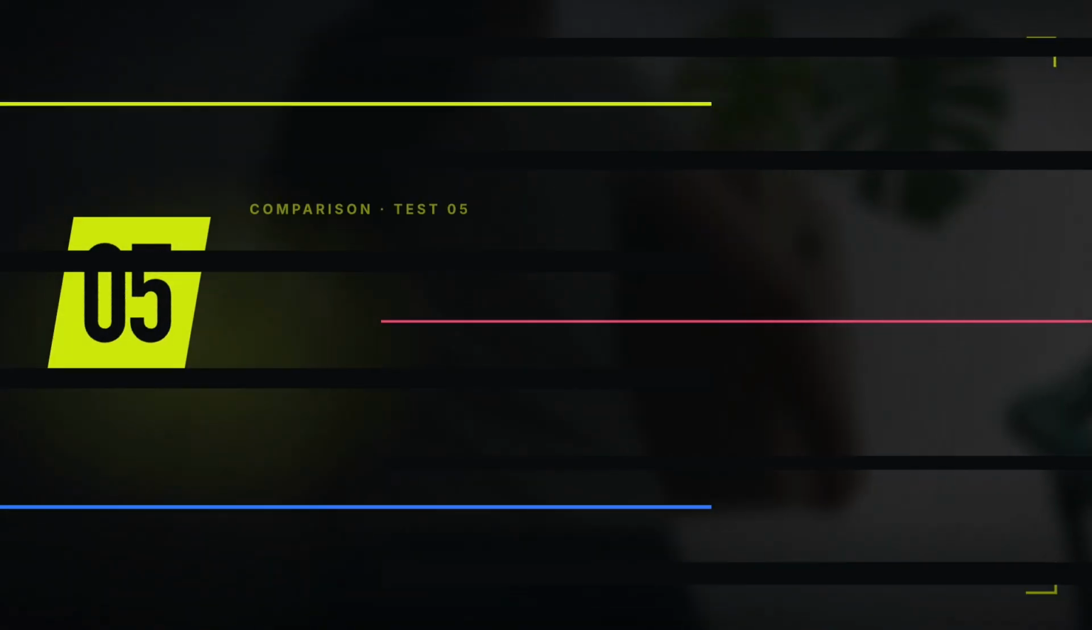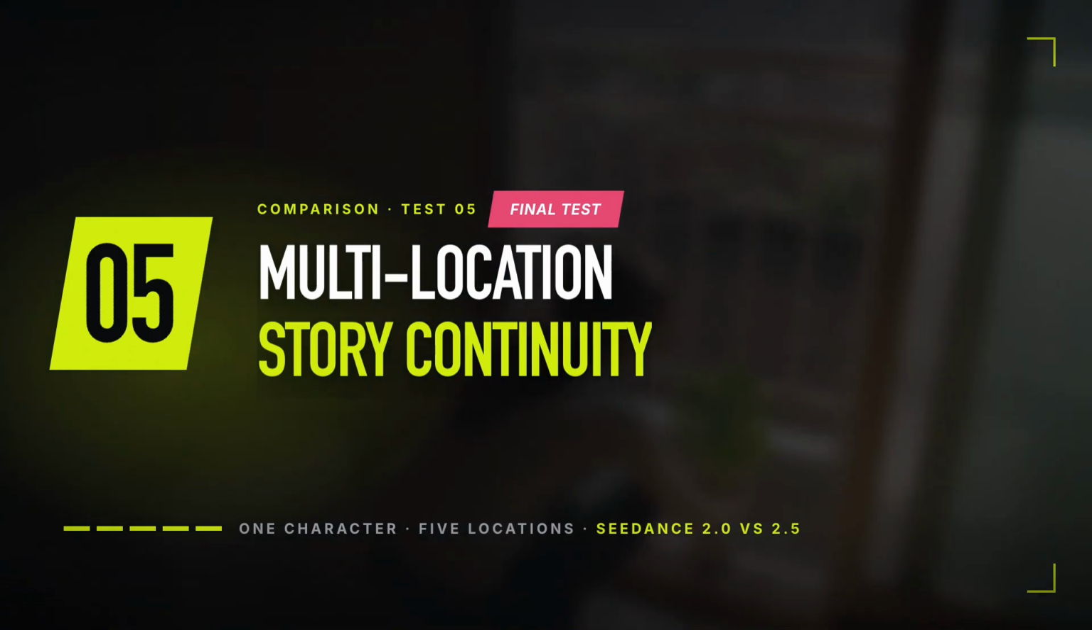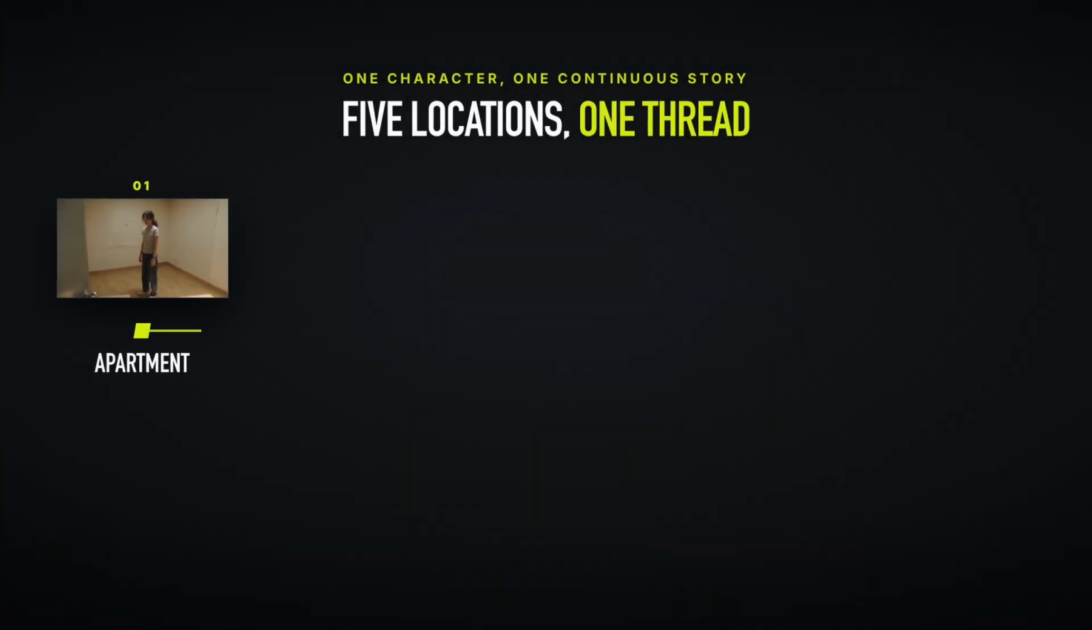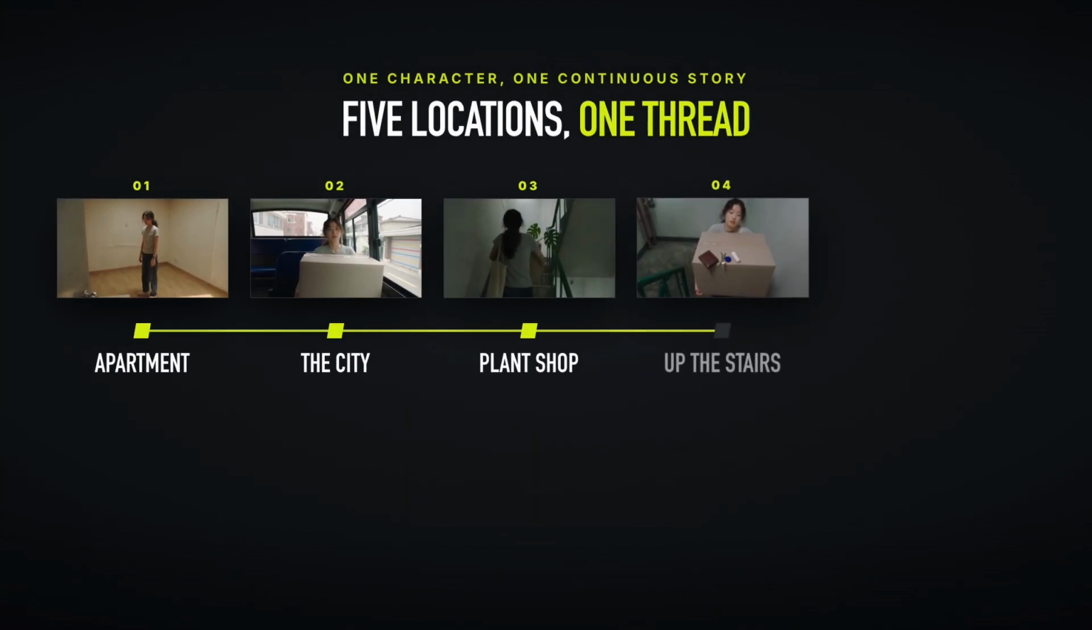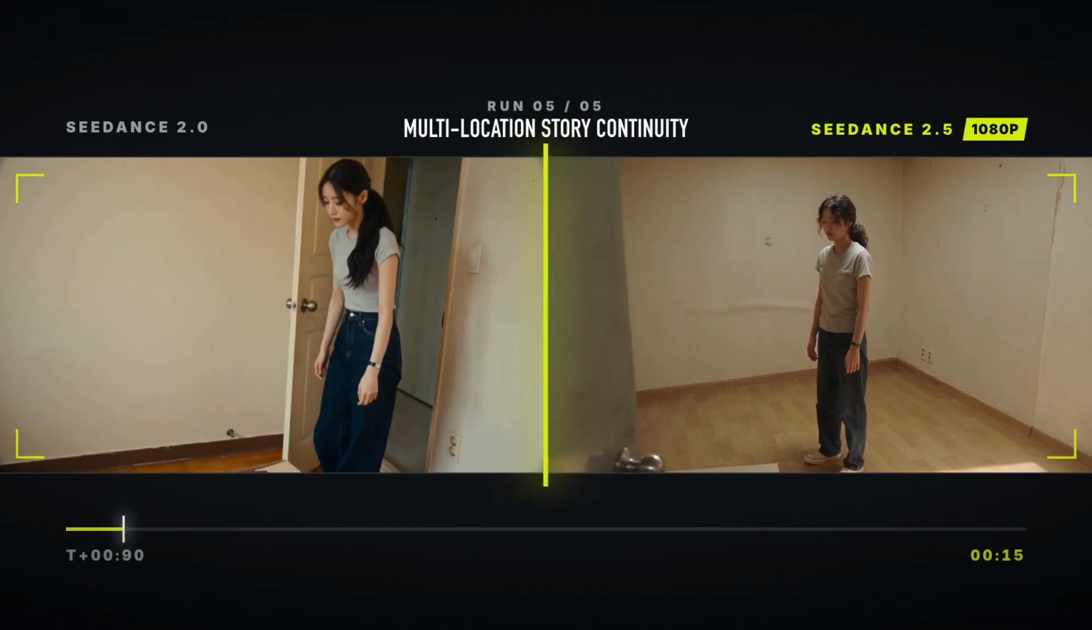This final comparison tests an entire narrative across several locations. We follow one character moving into an apartment, traveling through the city, choosing a plant, carrying it upstairs, and finally settling into the new space.